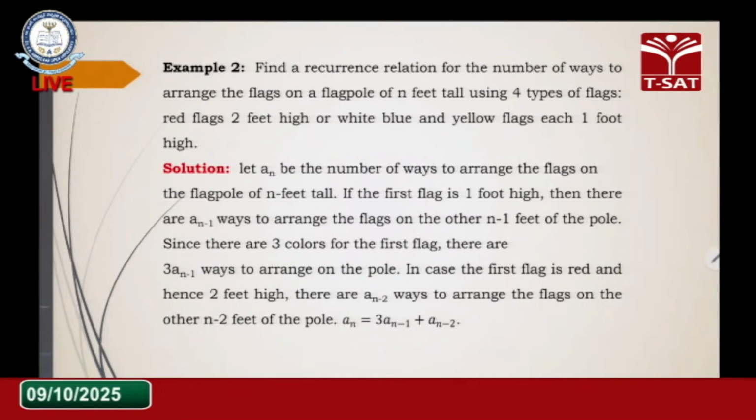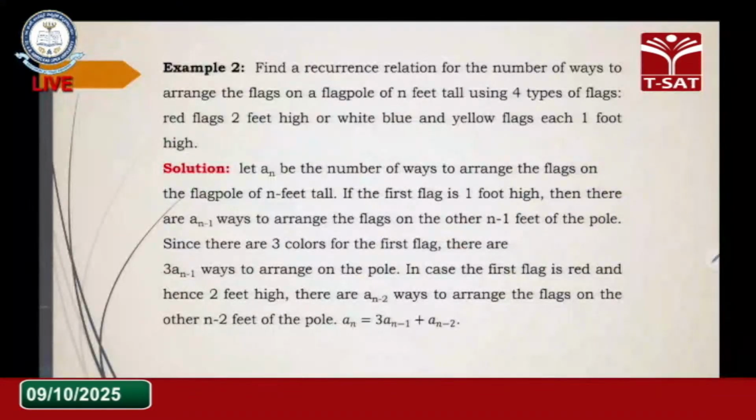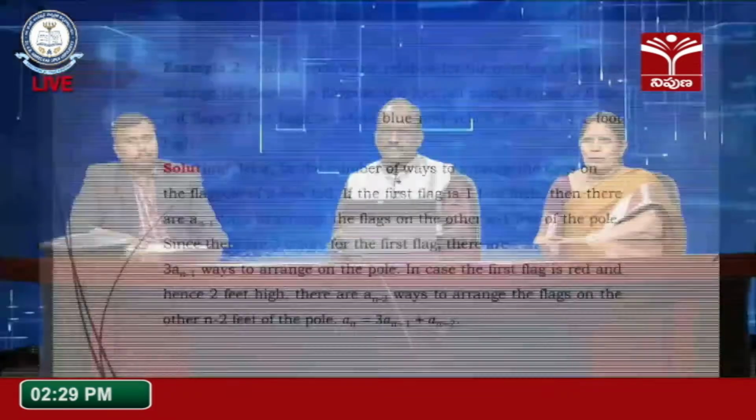So, how do you obtain it? There are 3 colors for the first flag, so 3a_(n-1) ways to arrange the pole. In case the first flag is red, hence 2 feet high, there are a_(n-2) ways to arrange the flags on the other n minus 2 feet of the pole. So, what is the recurrence relation here? a_n is equal to 3 times a_(n-1) plus a_(n-2). So, students, you got an idea of recurrence relations.